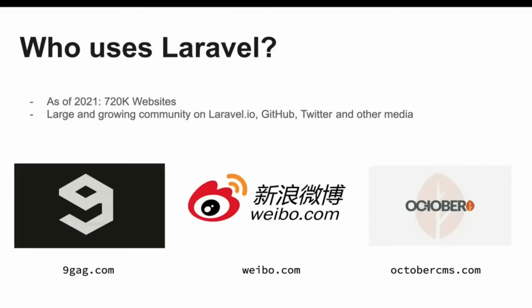So who uses Laravel? As of 2021, there are around 720,000 websites utilizing Laravel framework. Some of the most notable ones include 9gag, Weibo, and October CMS. There is a strong and growing community of Laravel users, enthusiasts, and professionals alike. Issues can be addressed on GitHub, Twitter, or a Laravel.io community forum.